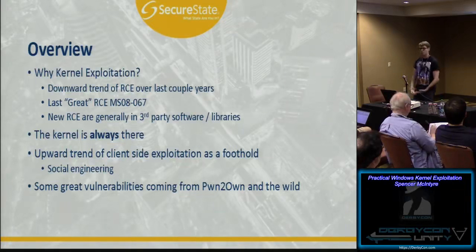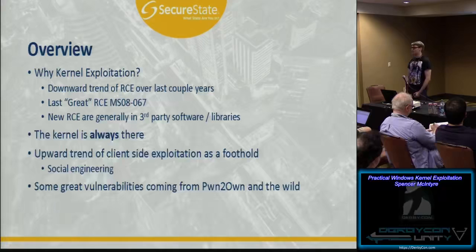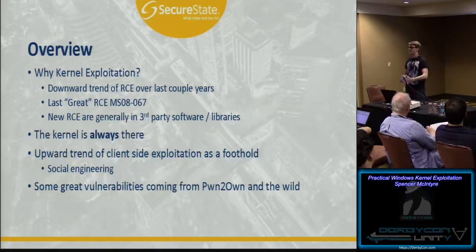So one of the reasons why we want to have kernel exploits is that the kernel is always there. The Windows kernel is always going to be there. So it's an attack surface that is not easy to get away from. Unless you're running Linux, you're probably going to have the Windows kernel. There's not really any way to mitigate that.